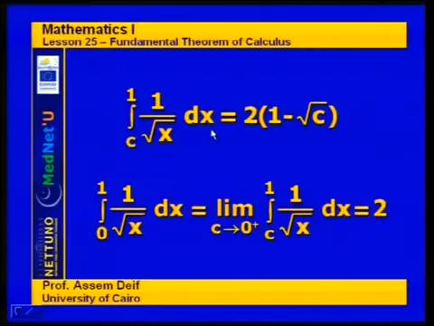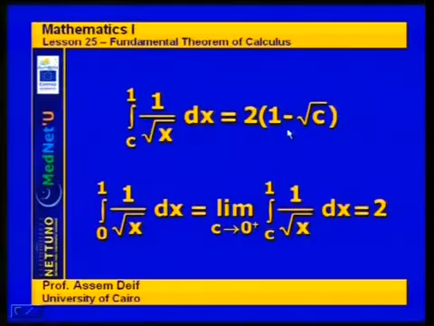For example, here, 1 over square root of x dx from c to 1 is equal to 2 times 1 minus square root of c. Now I wish to calculate the improper integral from 0 to 1. So I take the limit when c tends to 0 from the right-hand side, and I find out that this tends to 0. I finally get 2. In other words, this improper integral in fact converges.